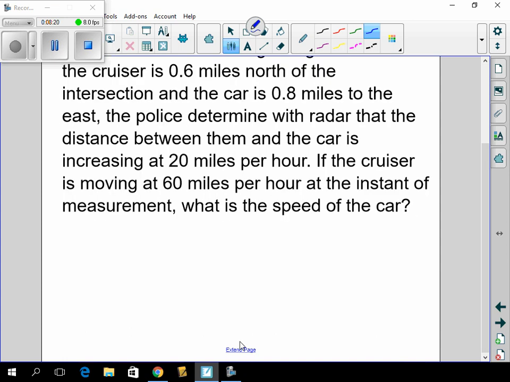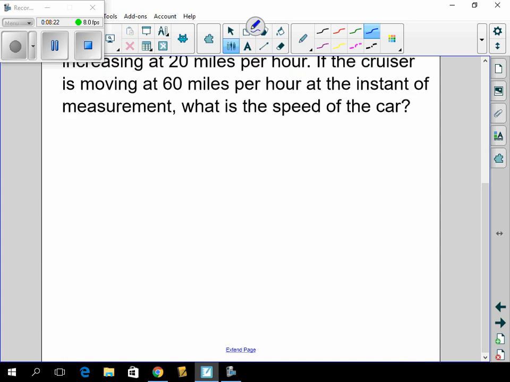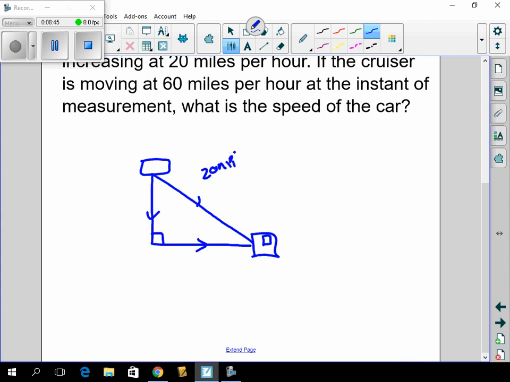So I'm first going to draw a picture. This is my police car, and he's moving down towards the intersection. So here's my right-angled intersection. This is my other car. He's moving east, and the distance between them is increasing at a rate of 20 miles per hour. And this is 0.6 miles. This is 0.8 miles.